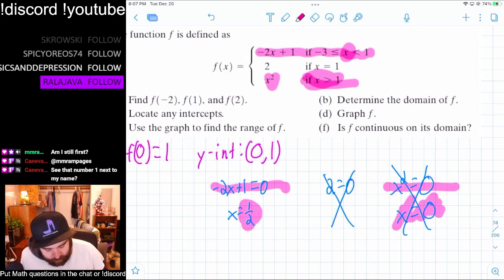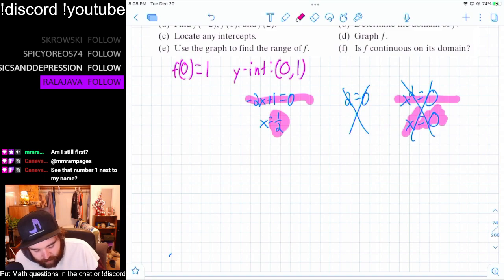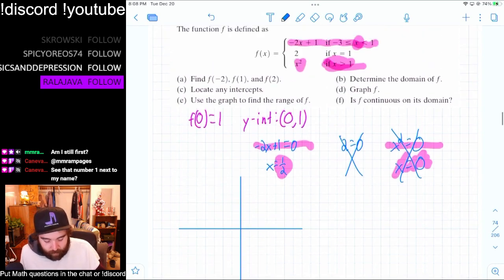So now let's graph it. I feel like they want us to do it by hand, so let's do it by hand just for them. And then maybe we'll talk about how we can do that on Desmos too. Because a lot of people don't know how to do piecewise functions on Desmos. I had to look it up for a long time before I finally remembered how to do it.